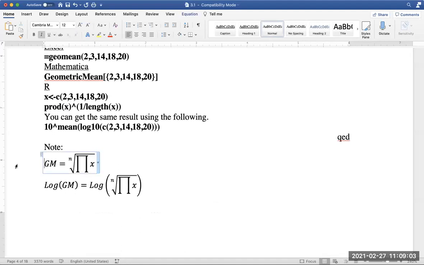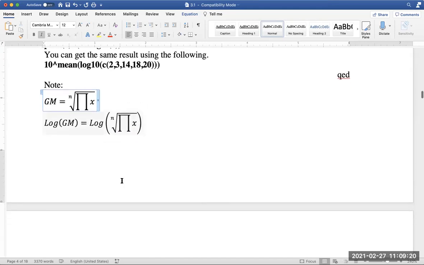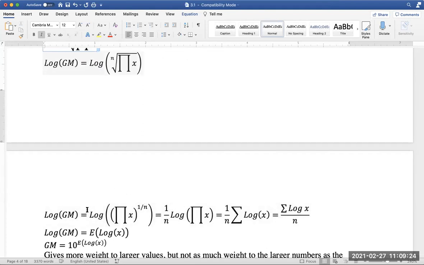So note, the geometric mean is the nth root of the product of x. If you take the log of both sides, the log of the geometric mean is the log of this. Well, an nth root is the same as an exponent of 1 over n. I can bring exponents out in front of my logarithms by the properties of logarithms. So it's 1 over n times the log of the product. But the log of a product is the same as the sum of the logs. So it's 1 over n times the sum of the logs. But this is just an average. So this is just the expected value of the log of x. Therefore, the geometric mean is 10 to the power of the expected value of the log of x.